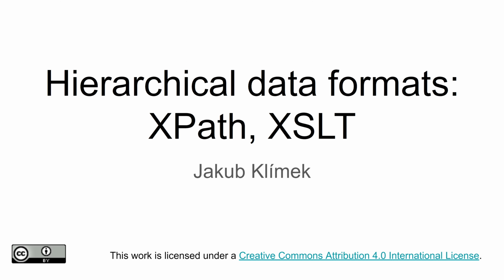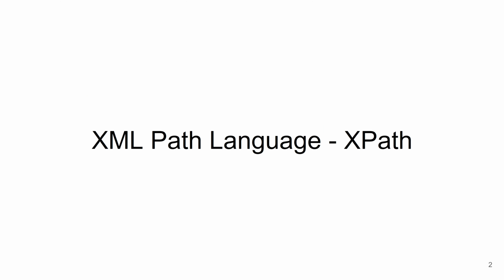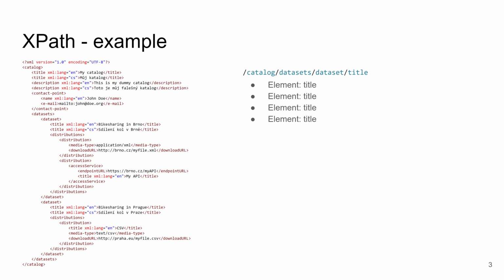XPath, which is a query language, which will allow us to query XML documents and get results, and XSLT, which is a data transformation language, which allows us to read an XML document and transform it to another text document. And we'll start with XPath. XPath, short for XML Path Language, as I already mentioned, is a query language which takes an XML document on the input and allows us to query it to get some results.